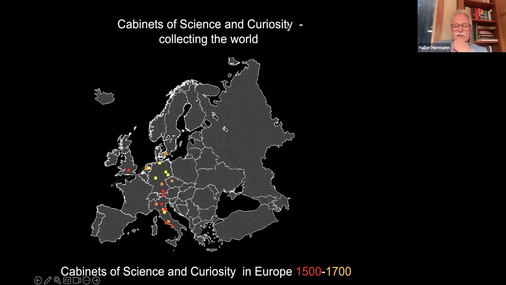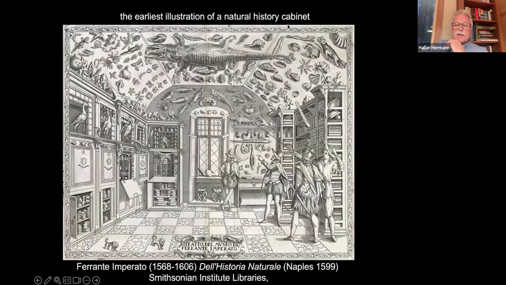And one of the first things I want to discuss is how did this collection actually work? How do you collect all this? And for that, I'll show you examples of what it looked like.